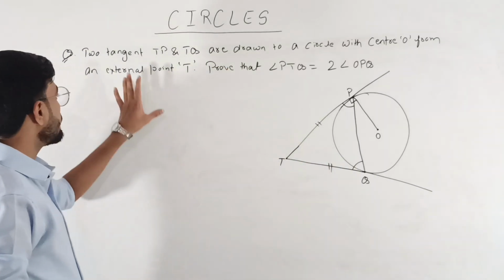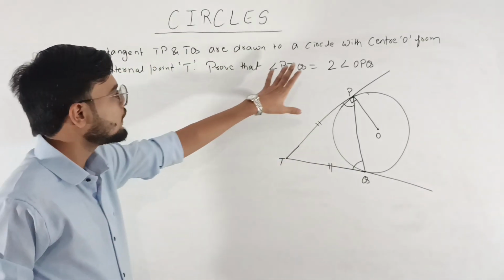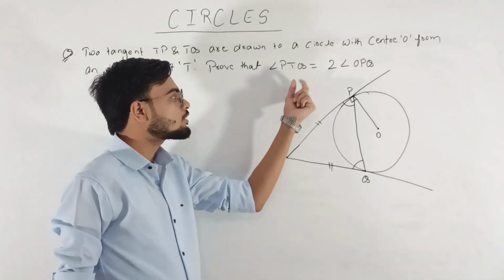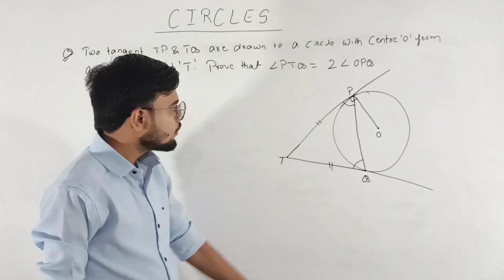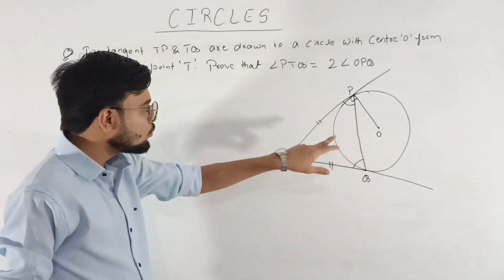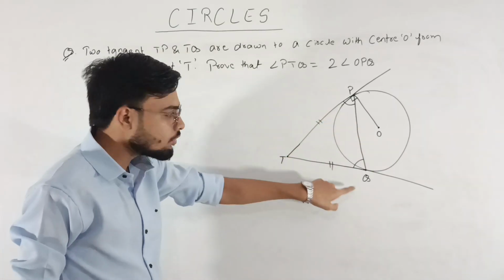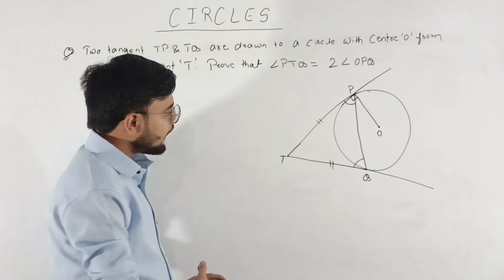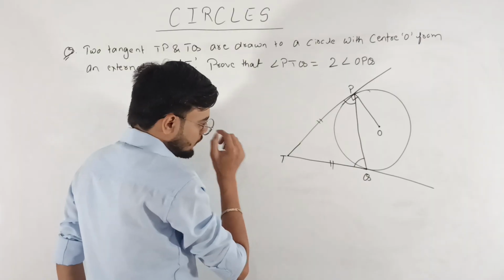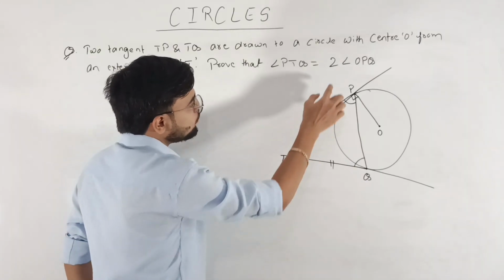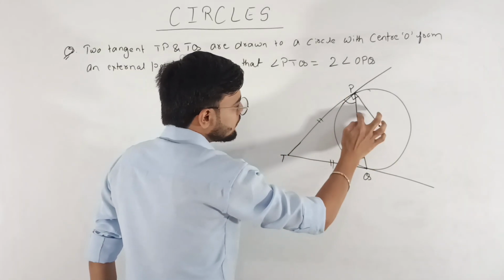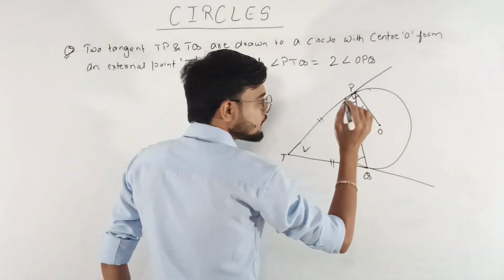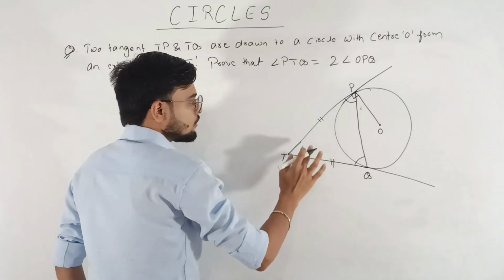Question is what? Two tangents TP and TQ are drawn to a circle with center O from external point T. Then we have to prove that angle PTQ is equal to 2 of angle OPQ. Look, this is my circle with center O and two tangents TP and TQ are drawn from the same external point T. Then we have to prove that this angle PTQ is equal to two times this angle OPQ. We have to prove that. Okay, so let's see it.